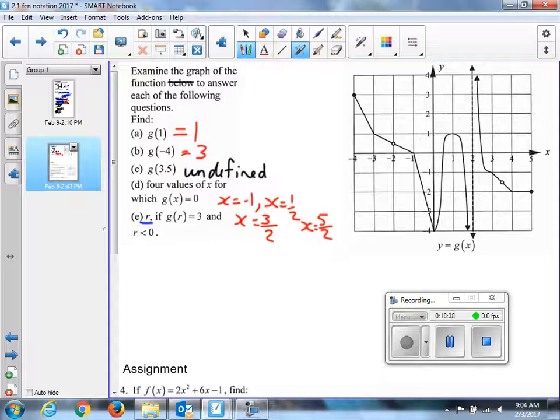Now, find the value r. If that number r, when you put it into the function, gives you 3, and r is less than 0, so it's a negative number. So where does the function give me 3? Here and here. So, with the first statement, that x value, we called r, could have been negative 4, or it could have been 2.2 or something like that, right? Something right here. But we were told a second restriction on that, r has to be smaller than 0. So it is the negative 4, okay?